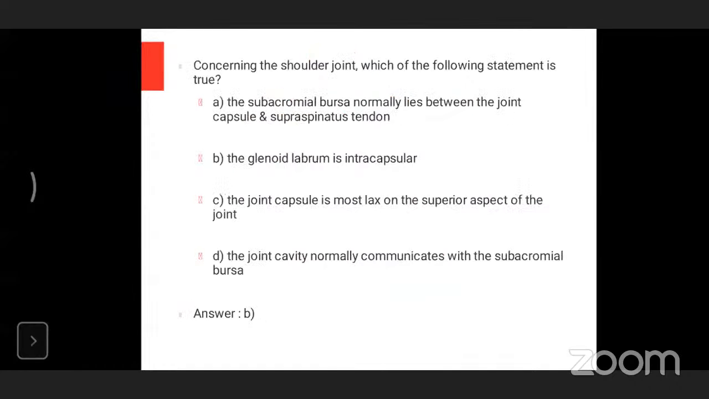So coming back to the question, which is the correct answer? Can anybody answer the question? Okay, the answer is B.